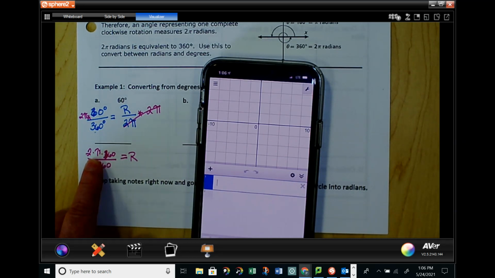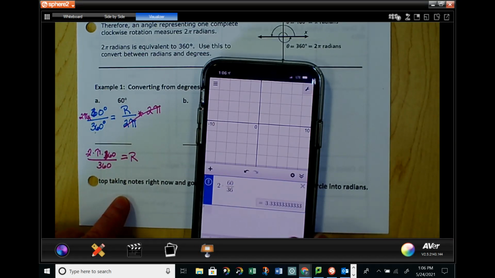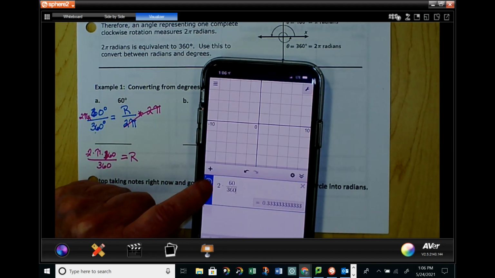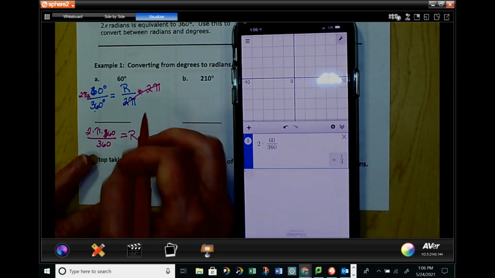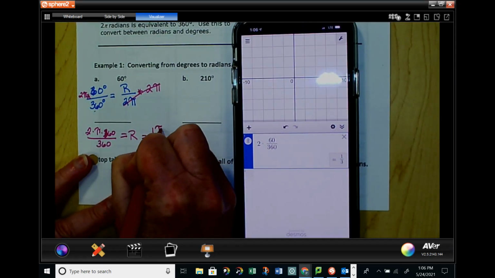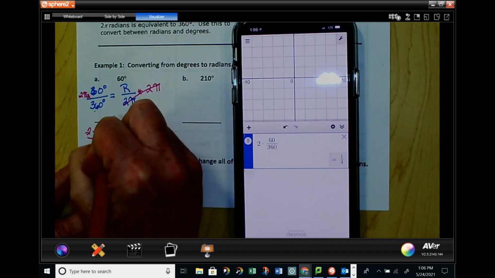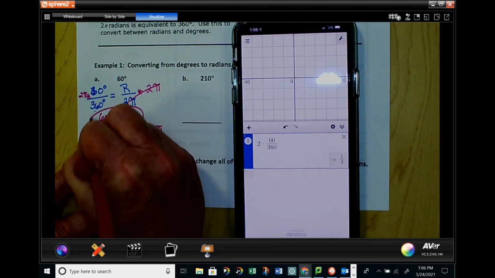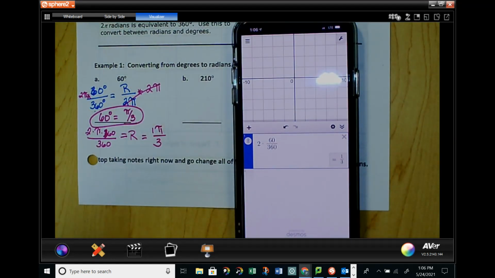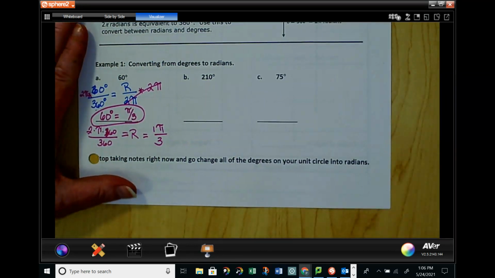I'm going to go 2, and I'm not going to put in the pi. So 2 times 60, and then divided by 360, and I get this decimal. In order to convert to a simple fraction, I just hit that little fraction button, and boom, I have 1/3. So my radian measure is 1 pi over 3. So 60 degrees is equal to pi over 3. That's your answer.